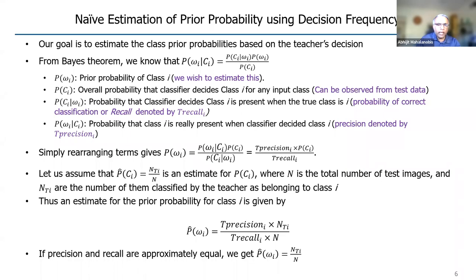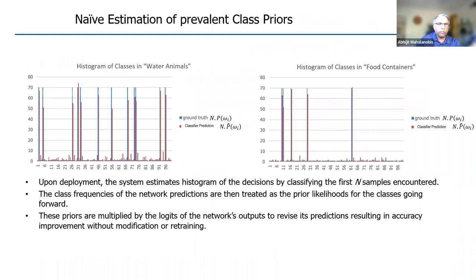Rather, it's n times p hat of omega i, because we are actually showing this in terms of the number of images and not the probability, so it's multiplied by n. And you can see that this estimate is, in many cases, comparable to the blue, right? So the red is based on the decision frequencies, if you will, the decision histogram of the classifier. And the good news is that the very large numbers are truly consistent with the actual classes that were present.